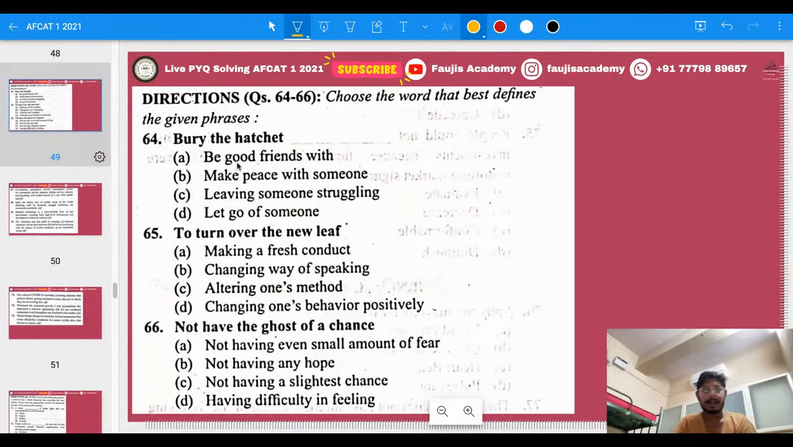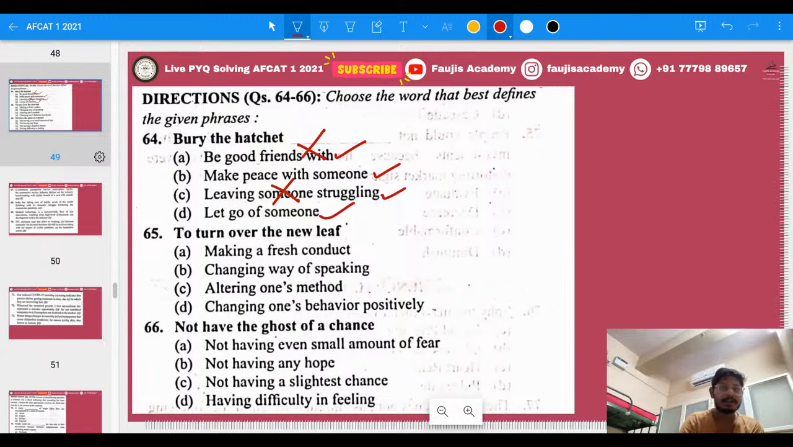All right. This one, idioms and phrases. Bury the hatchet. Easy one. Be good friends with someone. Make peace with someone. Leave someone struggling. Let go someone. Which one will you choose? Be good friends with someone is not the one. Leaving someone struggling, that's also not the one. Are you making peace with someone when you say bury the hatchet?